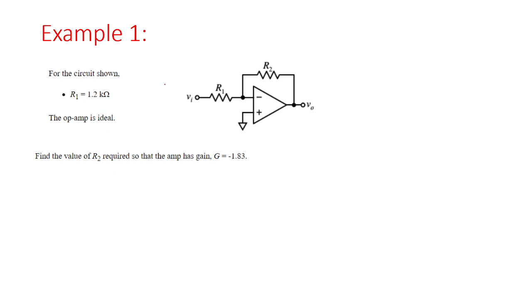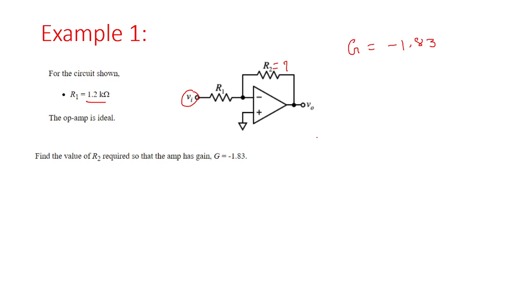So here we have given R1 is 1.2K. R1 is given, and in this question we are asked to find the value of R2. We don't have any value of Vi and V0, but it is provided that gain is minus 1.83. Gain is minus 1.83 means gain is negative, and here input voltage is connected to the inverting terminal. Therefore, this circuit is an inverting amplifier because input voltage is connected to the negative terminal and gain is also negative.